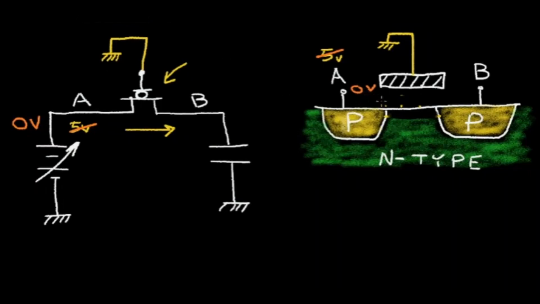So if I have 0 volts, at this point the electric field is non-existent because the gate is at 0 volts and this P region is at 0 volts. So if this B region is at a high voltage, I'll have a strong electric field here, and I'll form a channel and I'll get some conduction.